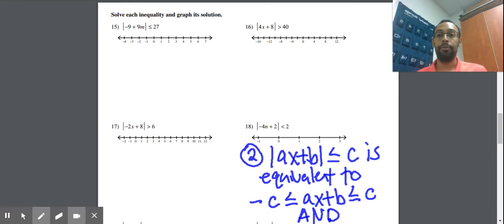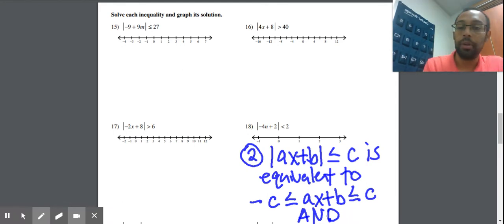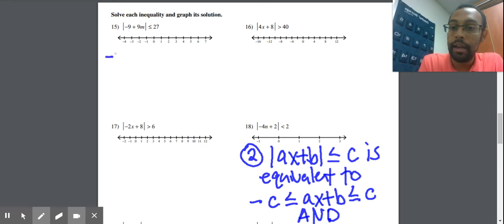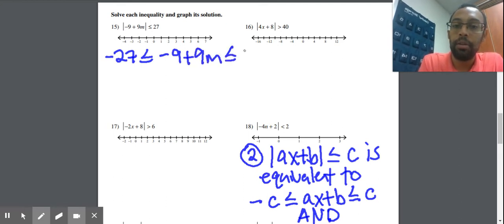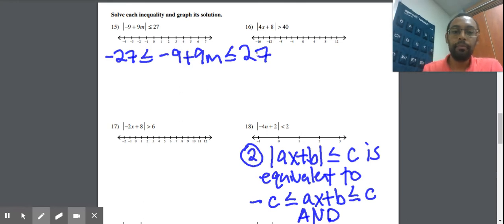So looking at example or question 15, we have absolute value of negative 9 plus 9m is less than or equal to 27. So this is a less than or equal to, so we're going to follow the rule. We're going to set it up as such. Negative 27 is less than or equal to negative 9 plus 9m, which is less than or equal to 27. And so this is a compound inequality, so I get to do all of the operations at the same time.